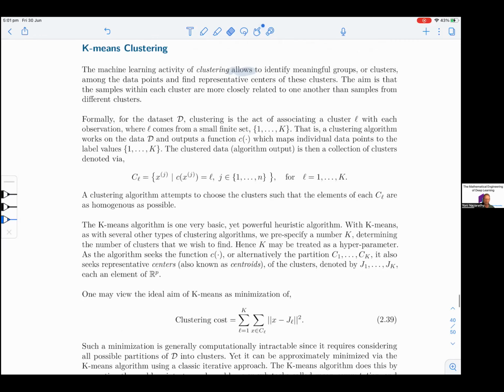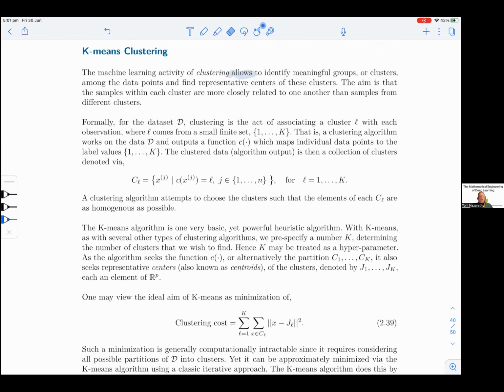K-means clustering. The machine learning activity of clustering allows us to identify meaningful groups or clusters among the data points and find representative centers of these clusters. The aim is that the samples within each cluster are more closely related to one another than samples from different clusters.